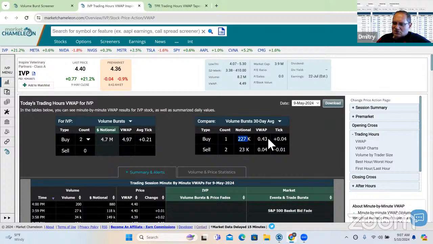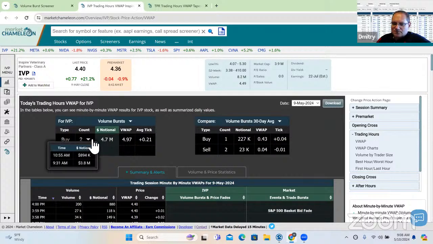This is the VWAP price. Oh, wait a minute. And this is the average tick. So there's a bug in there. I have to take a look. So let's take a look at this over here. I think this might have had a reverse split actually, but let's just take a look at that VWAP volume burst and try to infer what we think happened.